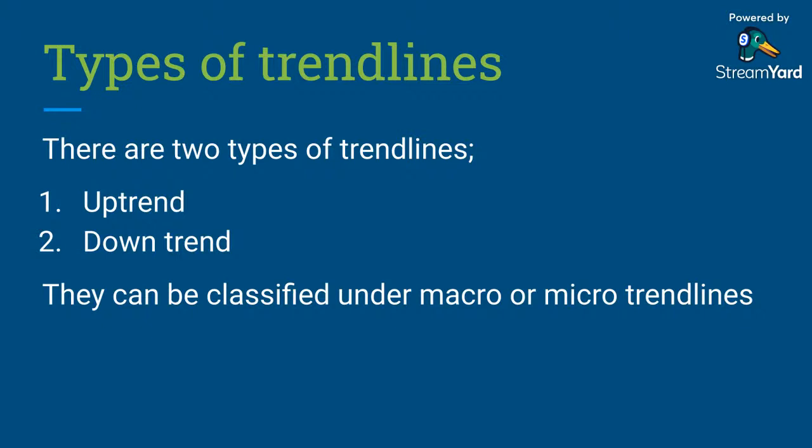Types of trend lines. Of course, there are two types of trend lines. Okay, we have the uptrend lines and we have the downtrend lines. Okay, they can also be classified into macro and micro trend lines. Okay, by macro, we mean a bigger picture trend line. Maybe when you draw your trend line on a higher time frame, they are called the macro trend lines.